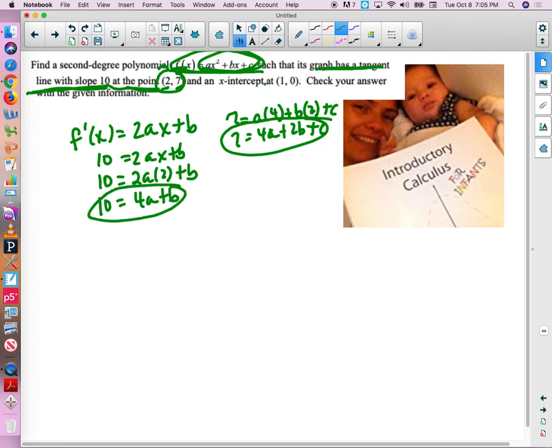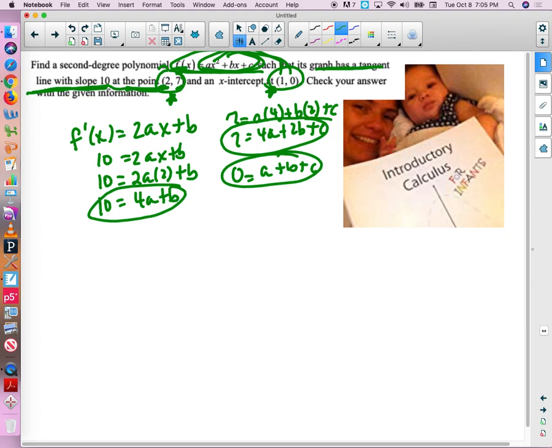And then I have also this point I can fill into the original. So if I fill 0 into the original, I'm filling in 1 for x. I get a plus b plus c, and the y value is 0. So now I have 3 equations, so I can find a, b, and c. Big lesson to you. These are big. If you have points, you can fill them into the original, and it told me the slope happened at 2.